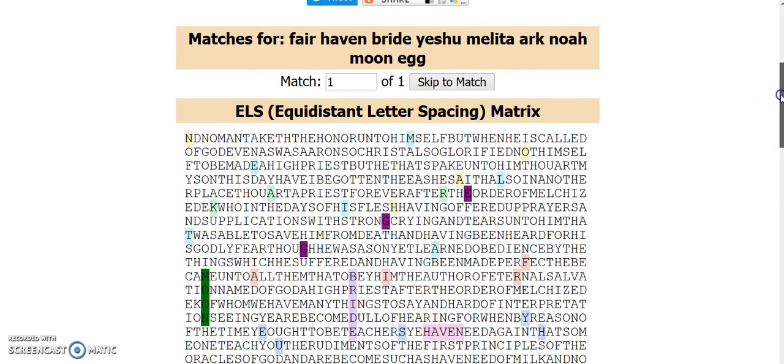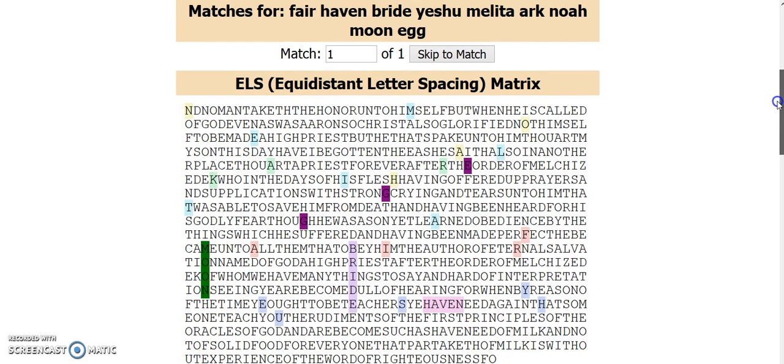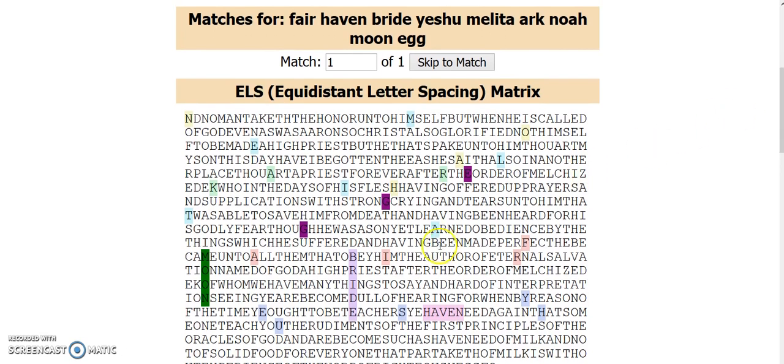But I believe the honey is even a higher level than that. The milk and the honey, I believe, are the two components of the Word of God. But over here you have the word moon coming up in the green, and also the word melita means honey, so you have the mention of honey in here by way of the word melita, and then you have the word bride coming straight up and down, so moon and bride are parallel to each other.